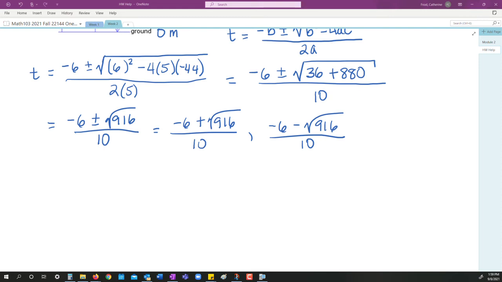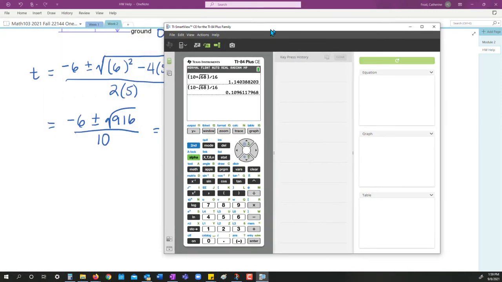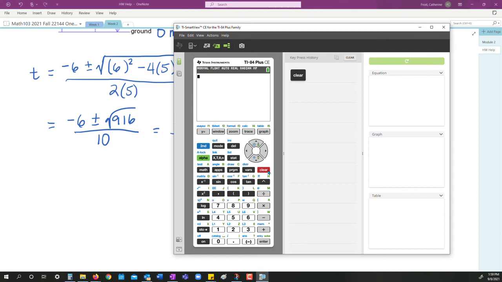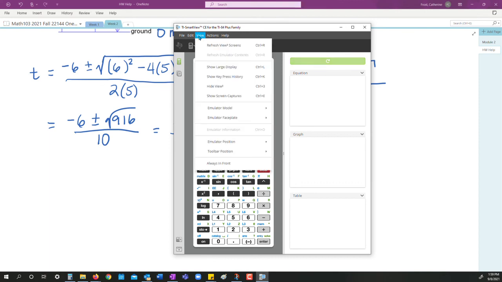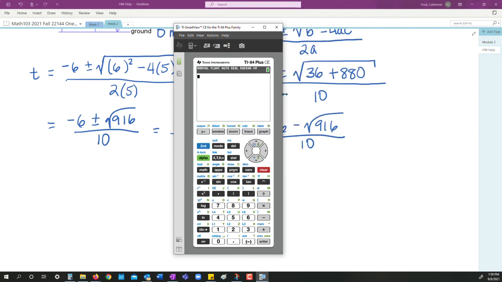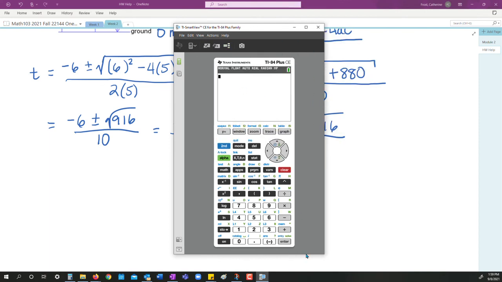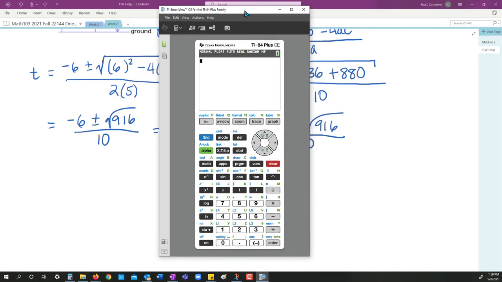I'm loading mine up right now. Oh goodness, I got a lot going on over here. Let me clear this out. I wonder if I can get rid of some of this stuff. Hide. Maybe if we make this a little bigger, I guess that's as good as it's going to get.